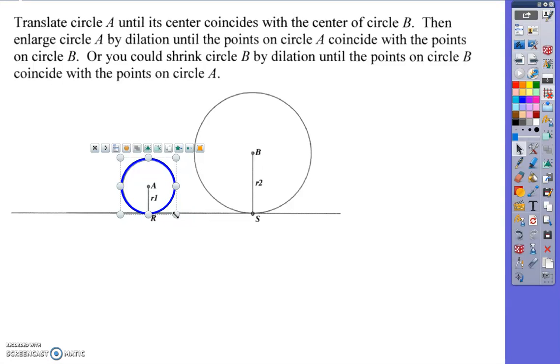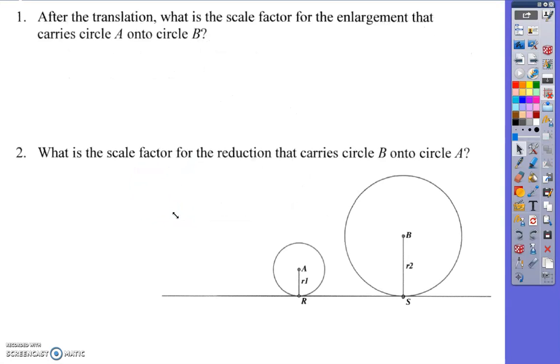It's a pretty simple, straightforward thing, but we're going to play with it some more. After the translation, what is the scale factor? How much do we have to enlarge it? So what do you think? How much bigger do you think B is than A? So I want you to think about that for a minute. Go ahead and pause the video and think about what you think it is.